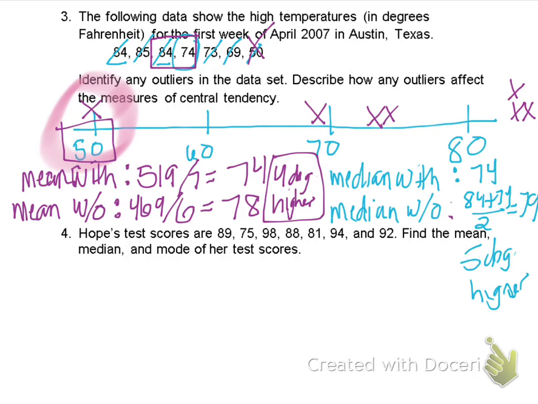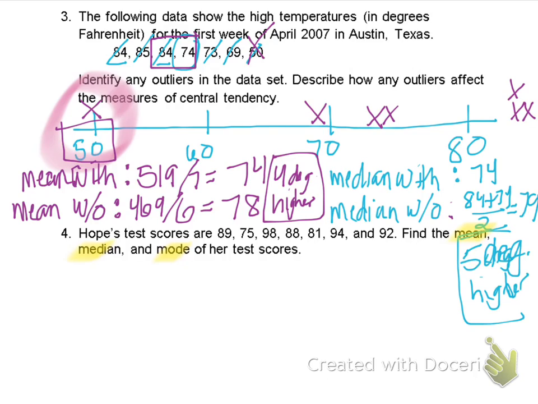So you can see that that outlier changes, this says degrees by the way, even though it's really messy, changes the measures of central tendency quite a bit. Okay, and then the last question here, we have some test scores. Hope's test scores are 89, 75, 98, 88, 81, 94, and 92. So we're looking for mean, median, and mode. It doesn't say whether or not to round, so we'll just do the best we can.